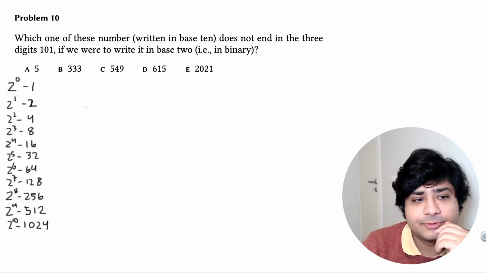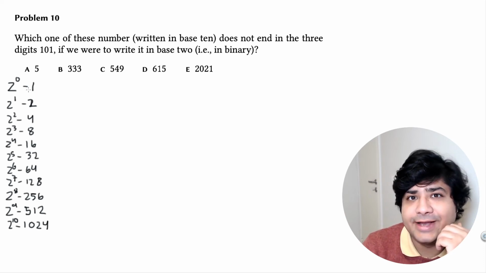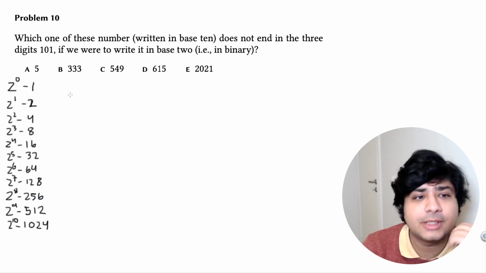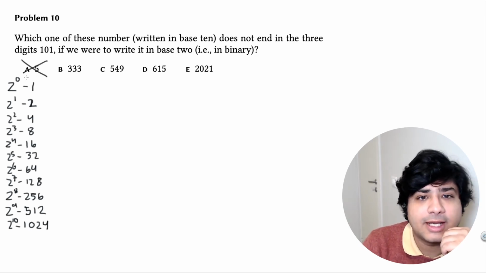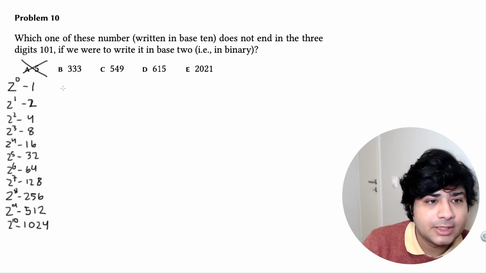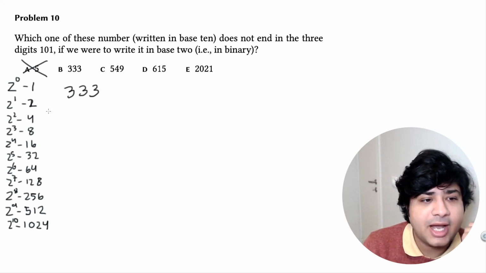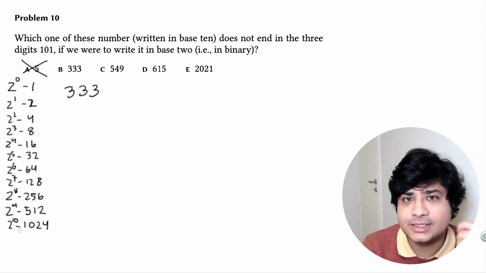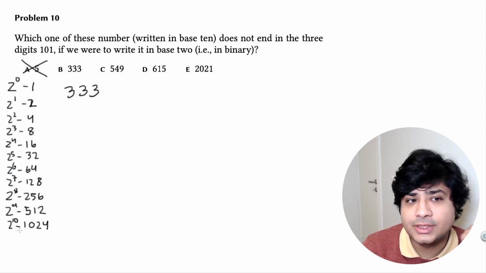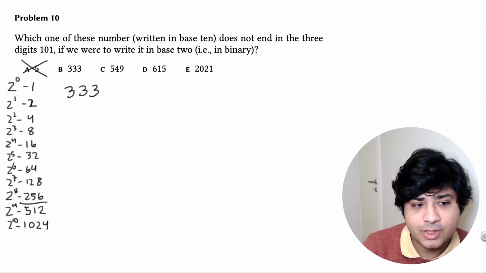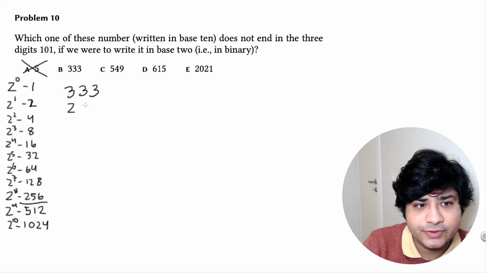All right, so now let's see. For 5, of course, we know that 5 ends in 101 because it is 101, so we can take that away. Can cancel that, can't be that. Let's try with 333. So 333 minus, what's the highest number that we see here that can go into 333 once? Well, the one that I see is this one, 256. So 256.